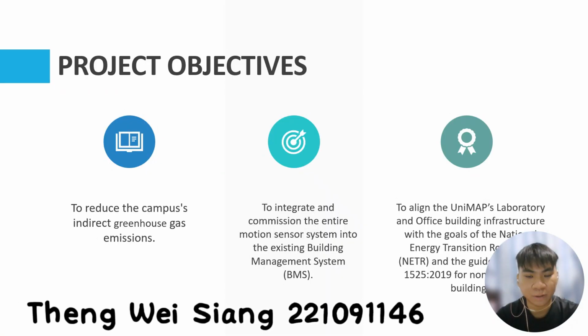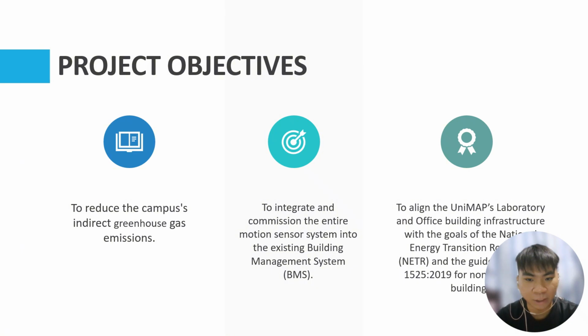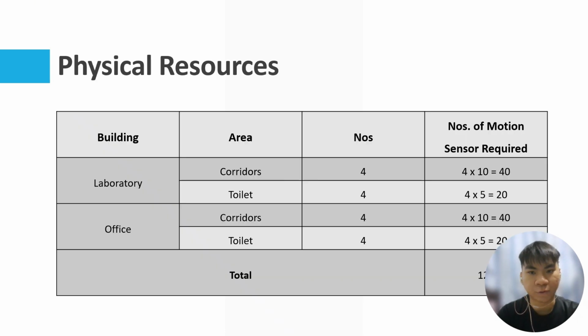Hi, I'm Teng Wei Xiang, and I will start my presentation with the project objectives. The first objective is to reduce the campus indirect greenhouse gas emissions, and the second one is to integrate and commission the entire motion sensor system into the existing building management system. The third one is to align Unimap's laboratory and office building infrastructure with the goals of the National Energy Transition Roadmap and the guidelines of MS 1525:2019 for non-residential buildings.